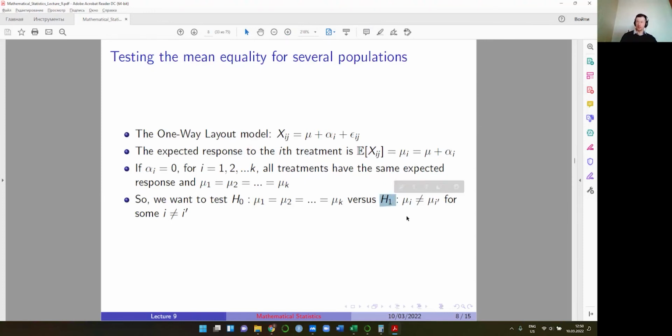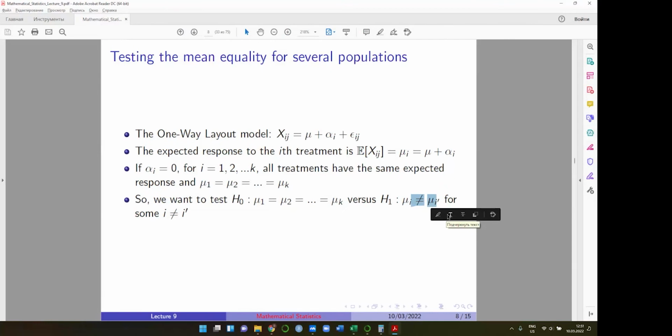The problem is with the alternative hypothesis, because the alternative hypothesis states that there is at least one pair of mu i and mu i prime, where i and i prime are different numbers, so 1 and 2, 1 and 3, 1 and 4, 2 and 4, 3 and 4, and so on. So some pair of treatments for which these means are not equal. So we see that the alternative hypothesis does not specify for which exact pair these means are different. It just says that for some pairs, these means are different. That's all. But at least we can be sure that if we are able to reject the null hypothesis, then there is a difference between some of them, and then we can start looking for this exact pair.